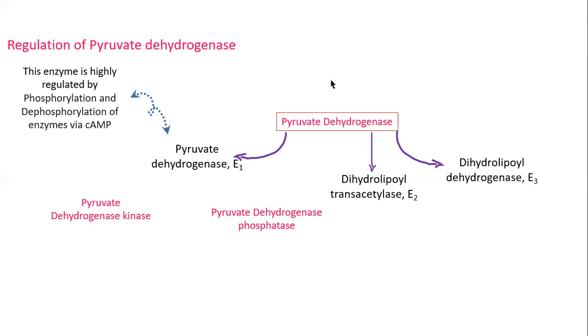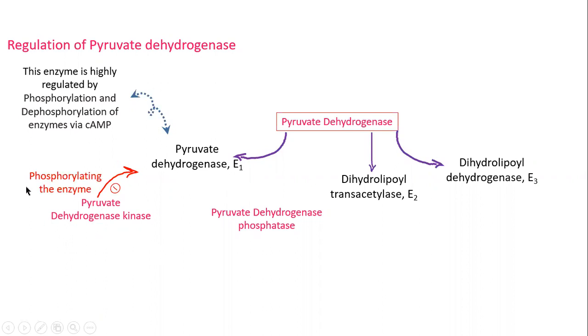So as we already discussed, kinase is an enzyme which will phosphorylate compounds. The kinase not only phosphorylates compounds, but it can also phosphorylate the enzymes, because all the enzymes are certain compounds, right? So this pyruvate dehydrogenase kinase will phosphorylate this enzyme E1 so that it gets inactivated. It is getting inactivated or inhibited.